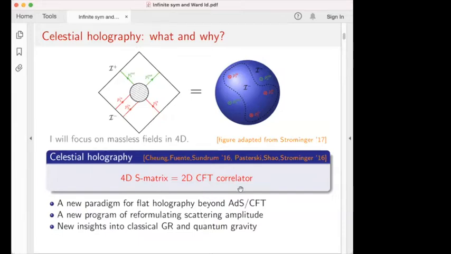Obviously, this can be generalized to higher dimensions, but in this talk, I will focus on 4-dimensional spacetime. Celestial holography offers a new paradigm for flat holography beyond the traditional framework of AdS/CFT. For example, here we have a 2-dimensional difference between the bulk and boundary, which is different from AdS/CFT. Also, this is a new formulation of scattering amplitudes, and by studying celestial holography, hopefully we can gain some new insights about quantum gravity.